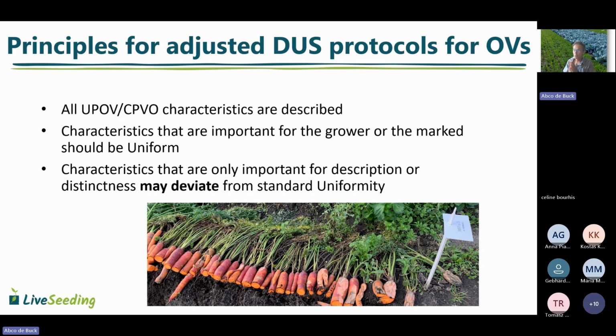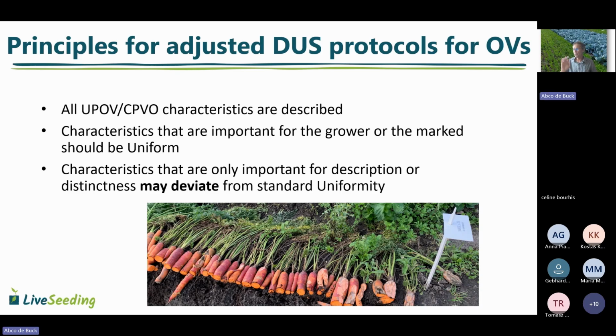Characteristics, for example, that are only important for the description or for the distinctness of the variety may deviate from the standard uniformity, because you still have a variety that is suitable for the market. But of course, also distinctness and stability should be all right. So that is the game we play with the examination offices: how many characteristics may deviate, provided that distinctness from other varieties is still possible.